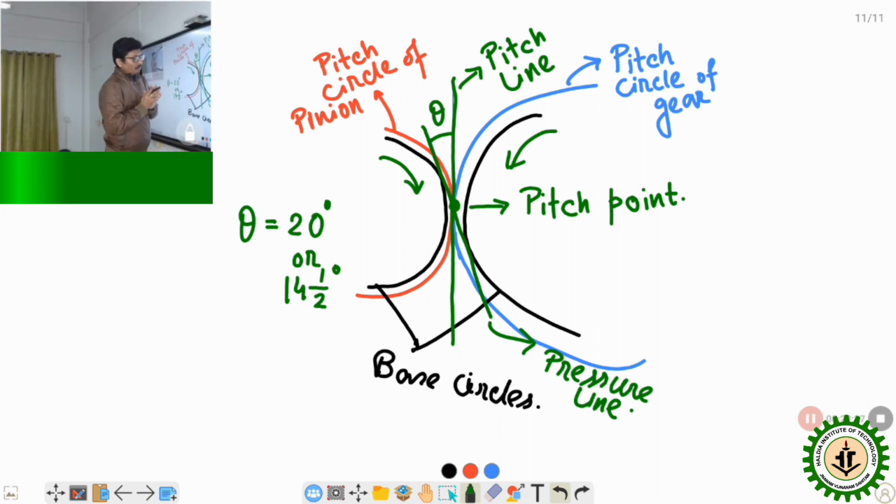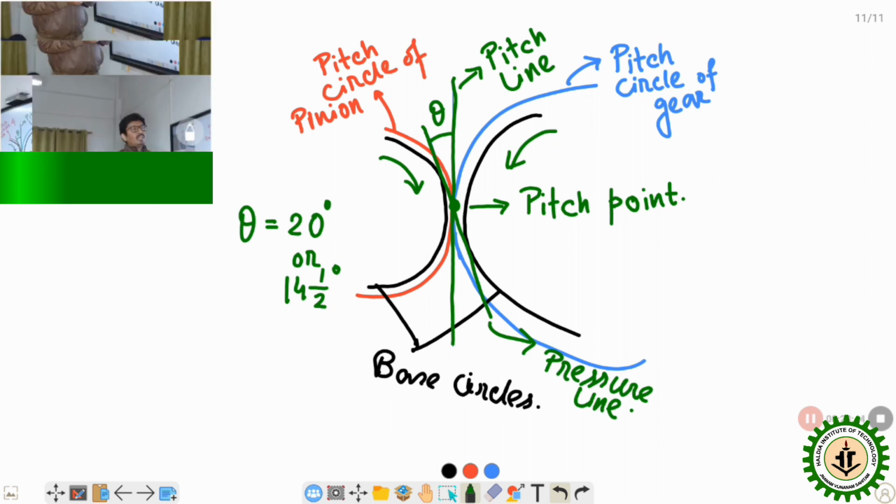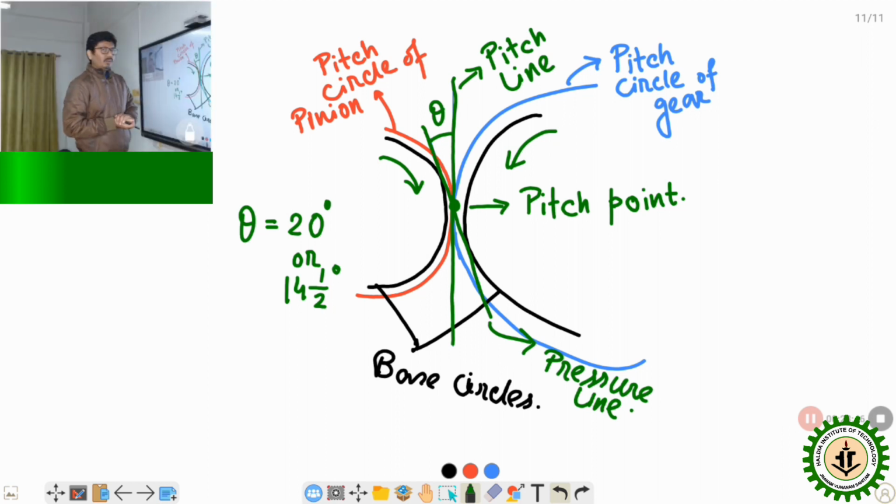So what was our aim for this class? Due to the short time, I have discussed only the tooth profile of a gear, the importance of the base circle, and how the pressure line and pressure angle are related to the base circle. That we have done.